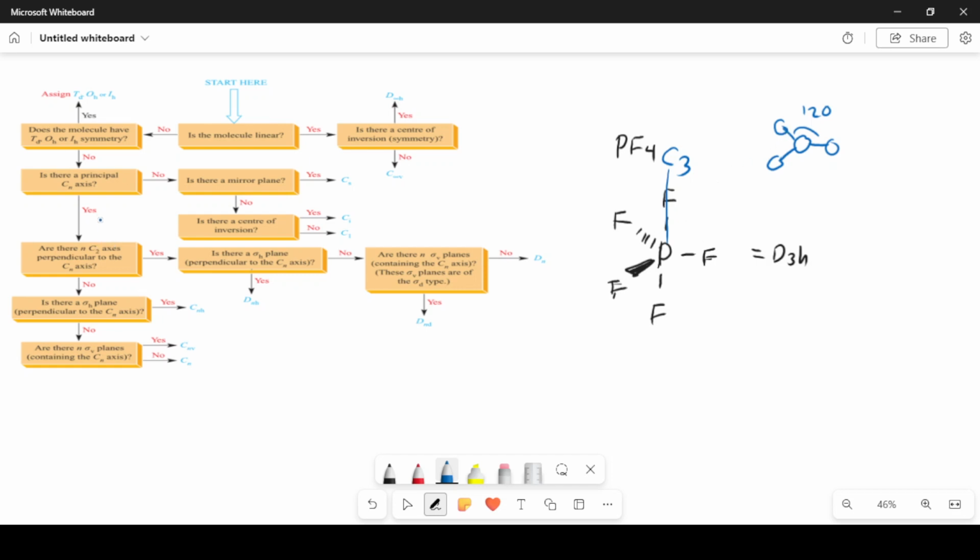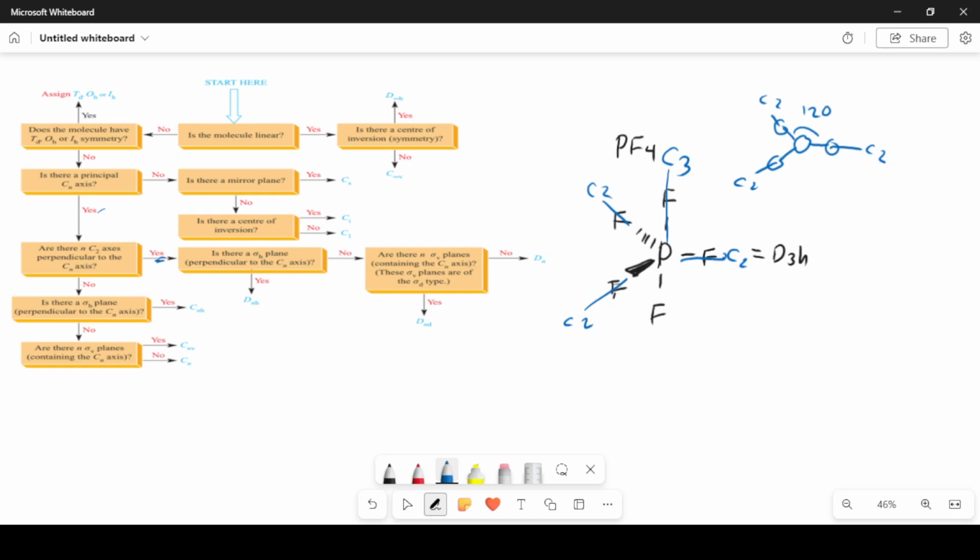So, yes. Are there n C2 axes perpendicular to the Cn axis? The answer is yes. Why? Because meron tayong mga C2 dito. Diba? Meron tayong C2 here. C2 here. And C2 when you rotate it. And remember, it's on the plane, ha? It's on the plane. This one ay patusok. Ayan, C2. Yes, the answer is yes.